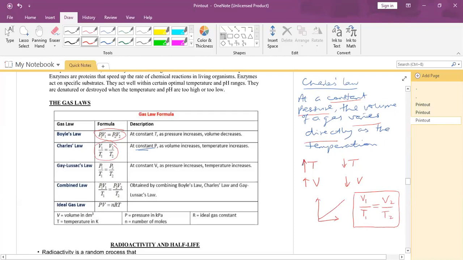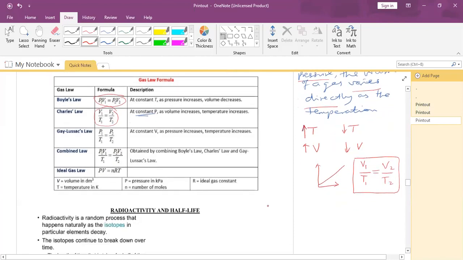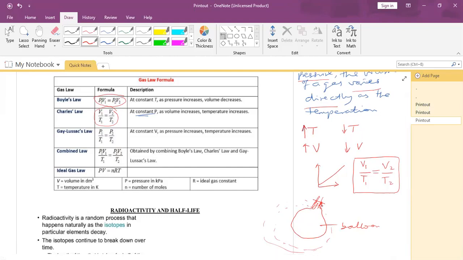So one way you can remember Charles' law, for example, think of a balloon. As I increase the temperature, what's going to happen? The balloon is going to increase in size. The volume will increase and increase and increase as I increase temperature. So this is an example of Charles' law occurring. Constant pressure, if you don't change the pressure.